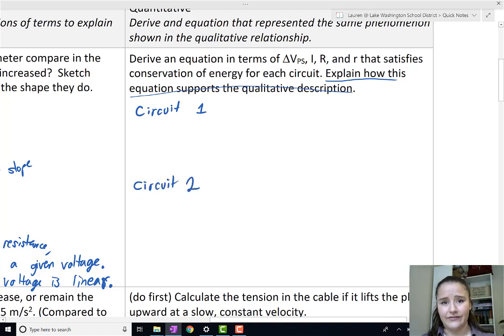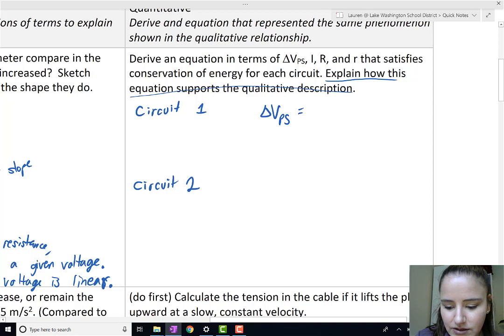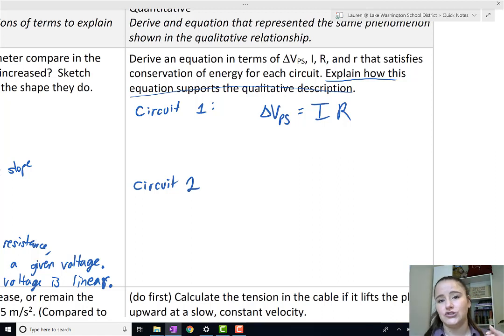Now, whenever you have to derive an equation, odds are it's an equation that you already know. It's based on something from the equation sheet that you just need to reorganize. In this case, it's Ohm's law, which is that the change in voltage equals current times resistance. That is Ohm's law. It is the basics. It does satisfy conservation of energy because remember, voltage is that change in potential energy per charge, and that equals the current times the resistance.